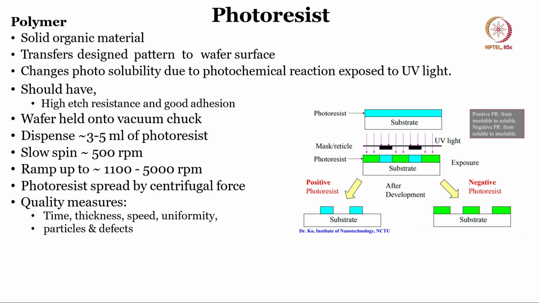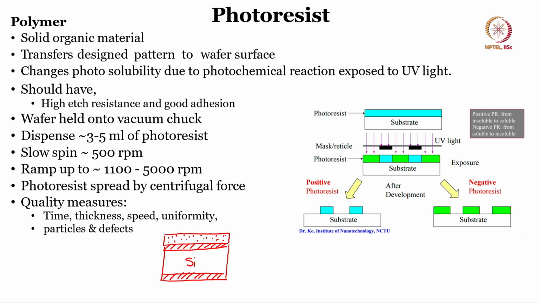So, what is photoresist? Photoresist is a solid organic material. It is used to transfer the pattern to the wafer surface. It changes its photosolubility due to photochemical reaction when exposed to UV light. It should have a high etch resistance and good adhesion. What does that mean? Suppose I have a photoresist and let us say I have this oxidized silicon wafer, and on that oxidized silicon wafer we have, let us say, aluminum.